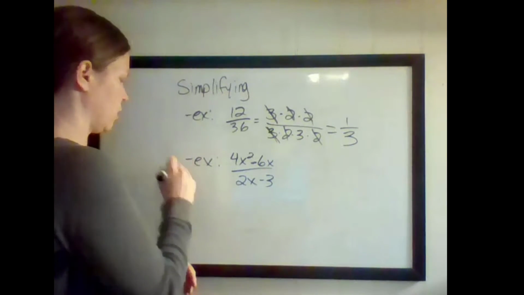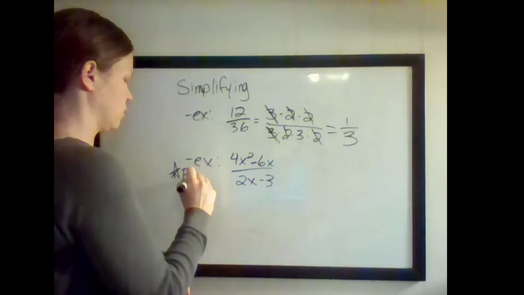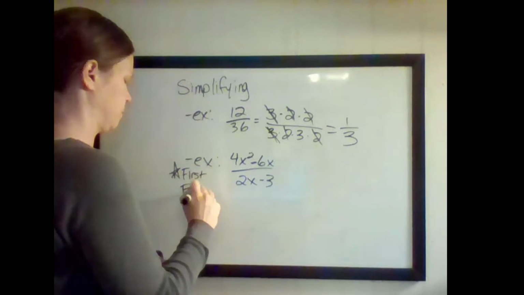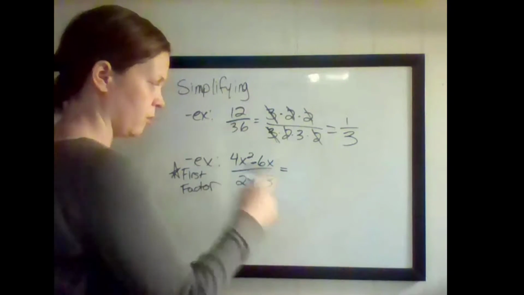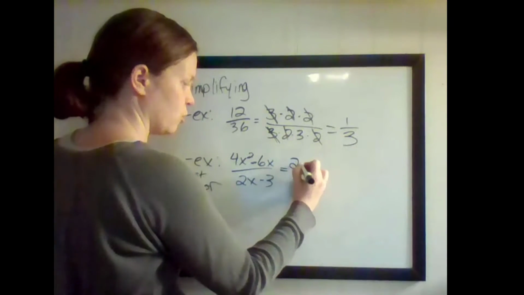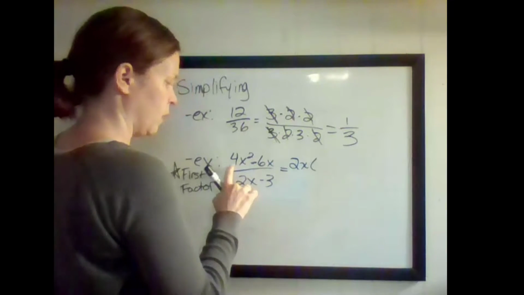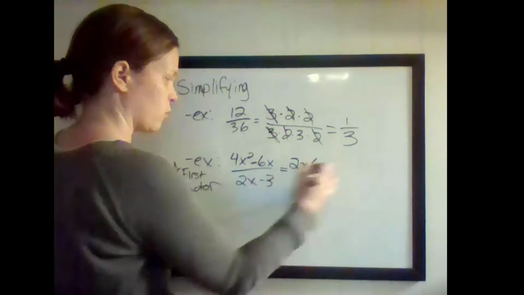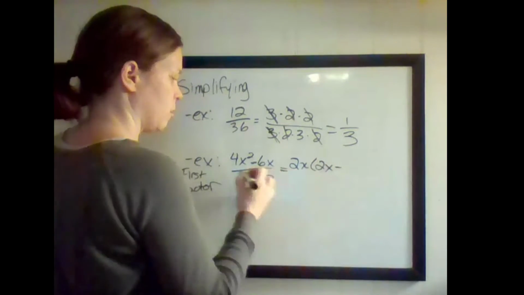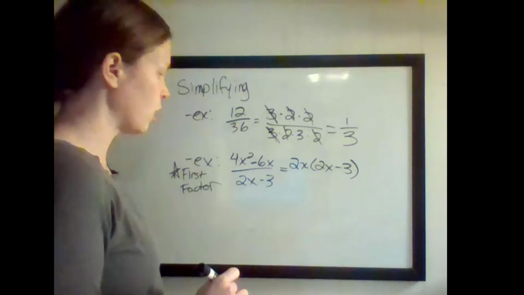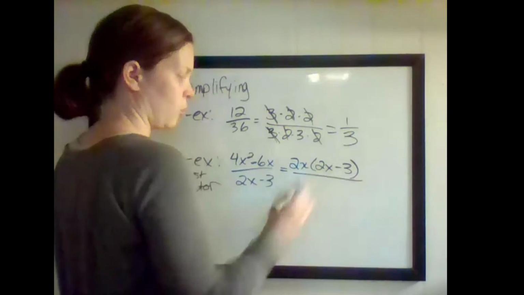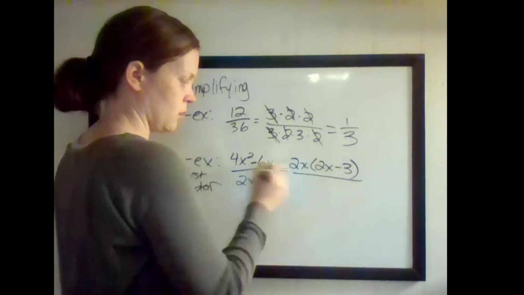So first step with these is we first need to factor. First factor. So, looking at the top, what do they have in common? There's a 2 and an x that they have in common. So factor 2x out of 4x squared, I'm left with 2x minus, take 2x out of 6x, I'm left with 3. Go back, do a little check, 4x squared minus 6x.